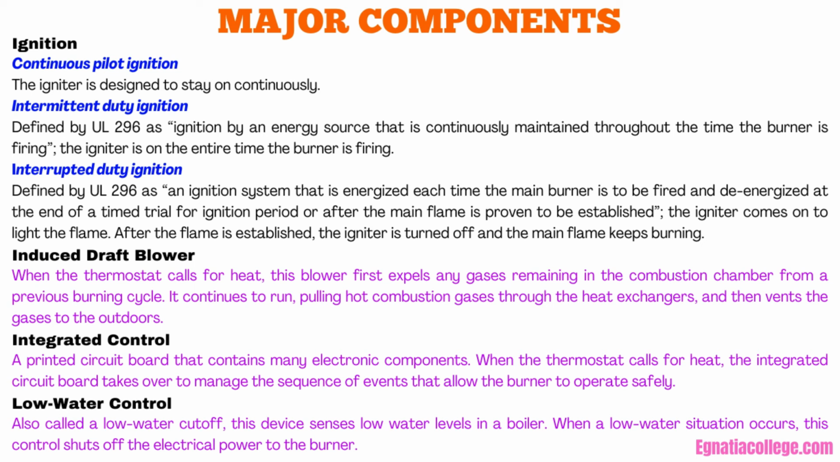Interrupted duty ignition. Defined by UL 296 as an ignition system that is energized each time the main burner is to be fired and de-energized at the end of a time trial for ignition period or after the main flame is proven to be established. The igniter comes on to light the flame. After the flame is established, the igniter is turned off and the main flame keeps burning.